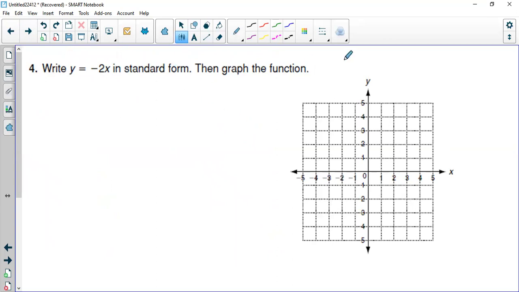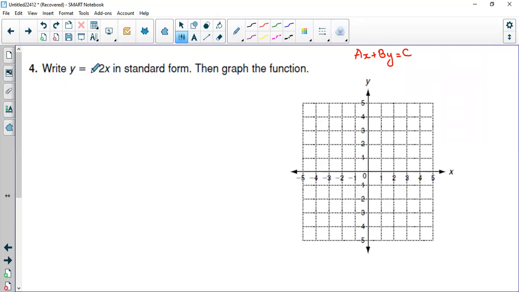Now, I did start the lesson by explaining the standard form. What was the standard form of linear equations? Ax plus by equals c. This is the standard form of linear equations. Now they are asking us to write this equation in standard form. So here you can say it's y equals negative 2x.